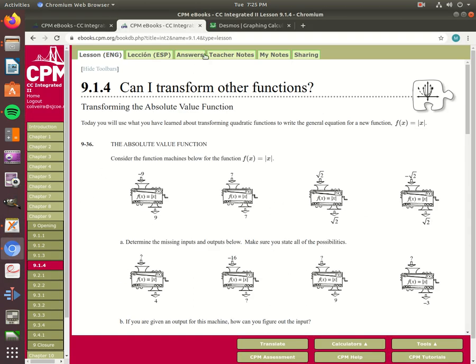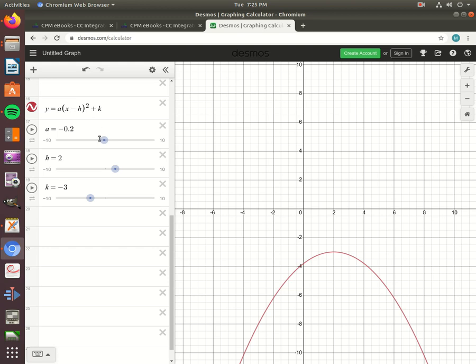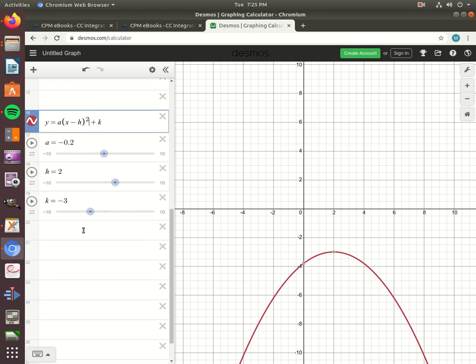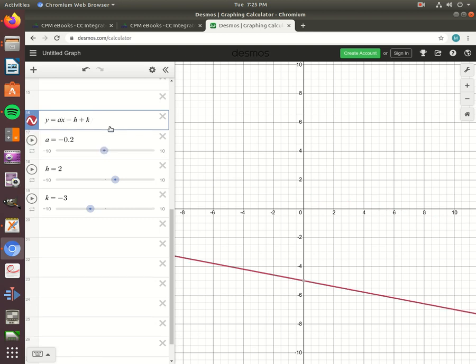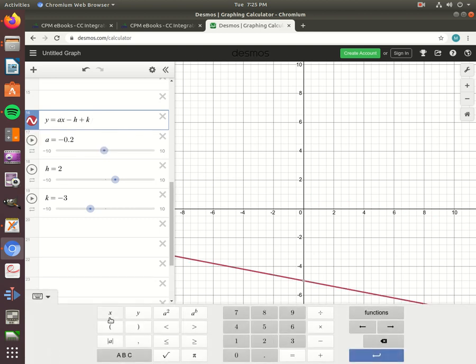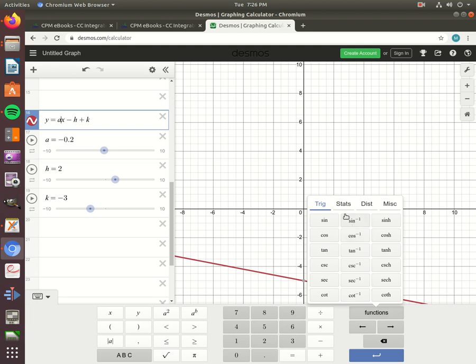So I don't know if I still have it in Desmos. I do. So what they're asking us to do is just like we did back when we did this problem. But instead of it being a parabola, they're asking us to change this to absolute value. So let's see if I can add in absolute values anywhere.